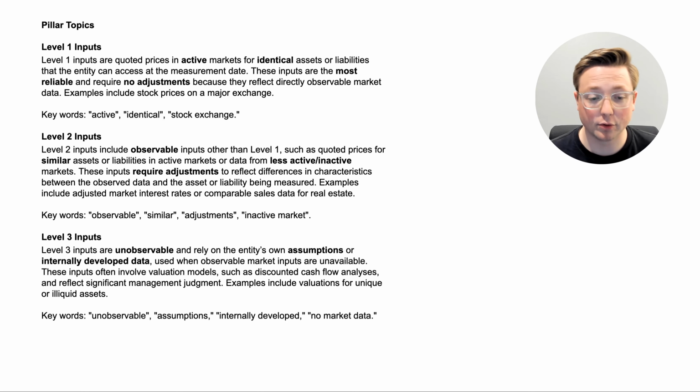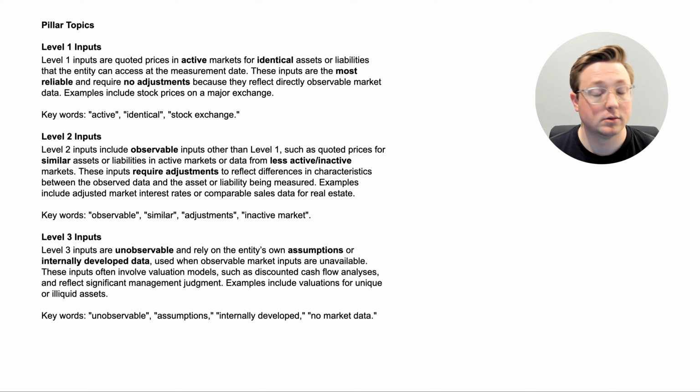And then let's talk about level 3. Level 3 inputs are unobservable and rely on the entity's own assumptions or internally developed data, used when observable market inputs are unavailable. These inputs often involve valuation models, such as discounted cash flow analyses, and reflect significant management judgment. Examples include valuations for unique or illiquid assets. And again, keywords here are unobservable, assumptions, internally developed, no market data.